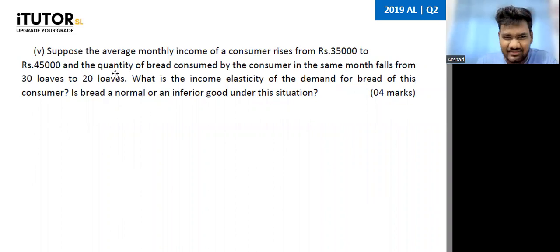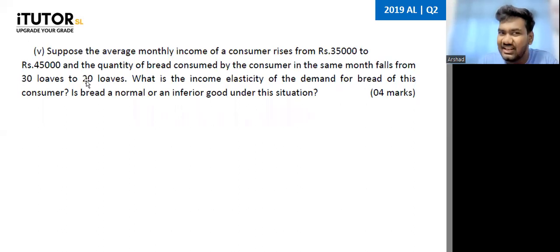Yes. Can you all just, without doing any calculation, tell me what type of good this is? Without doing a calculation itself, you should be able to feel, guys. Income is increasing 35 to 45. But demand is decreasing. He is getting a salary increment, 10,000 more. But the demand is going from 30 loaves to 20 loaves.